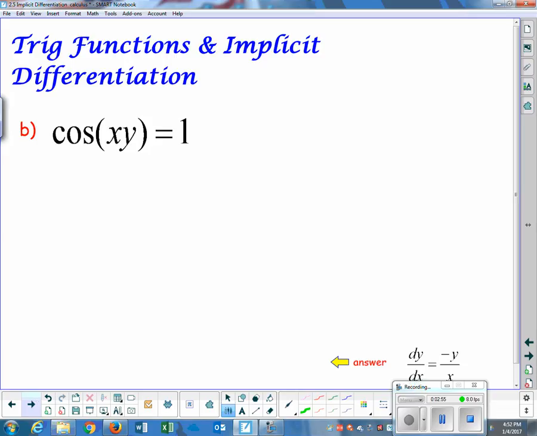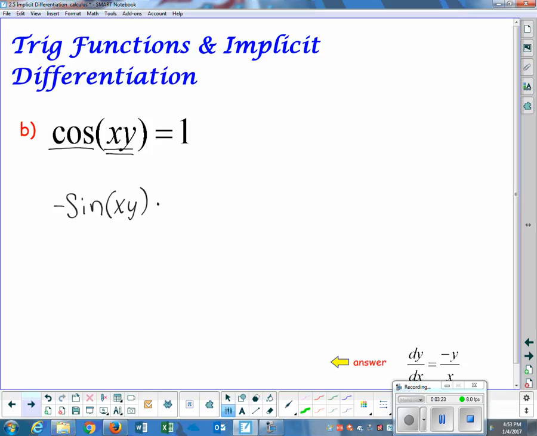Next one, I've got cosine of an inside function, and boom, there are two things multiplied. Yeah, that's going to be a product rule, isn't it? So let's work with a chain rule idea. We take the derivative of the outer function first. Derivative of cosine will switch to negative sine, and we leave the inside function alone. Multiply, chain off with the derivative of the inside.